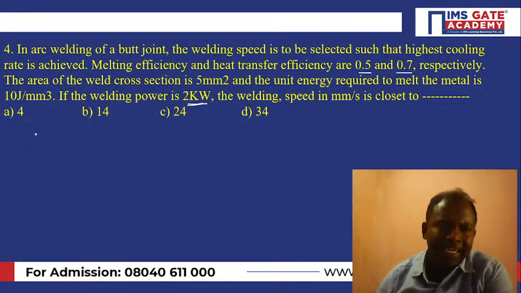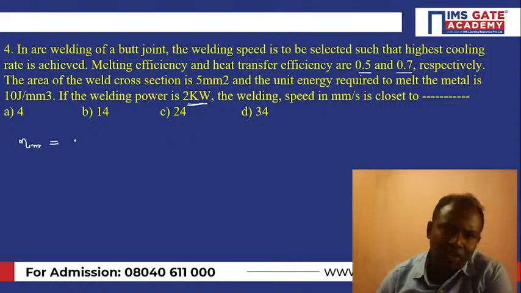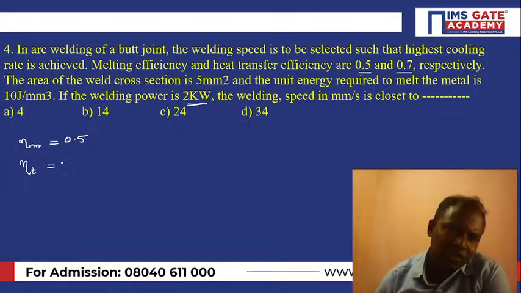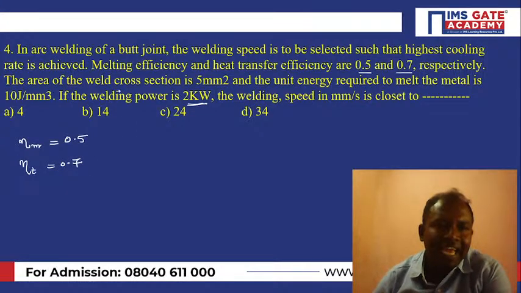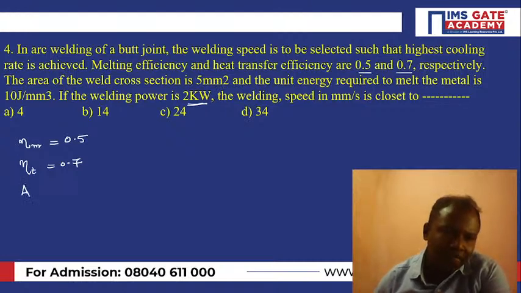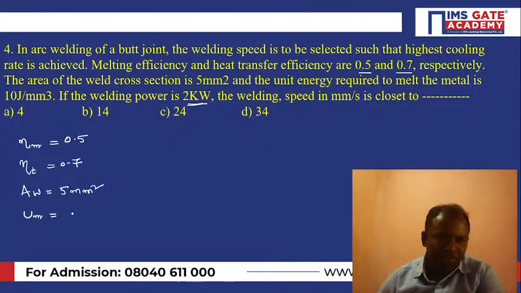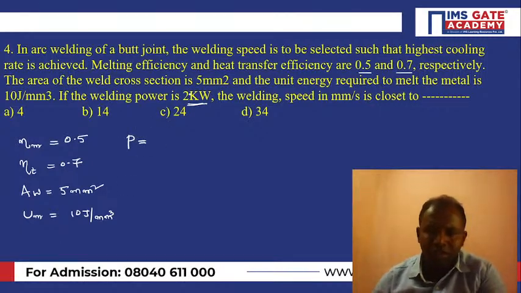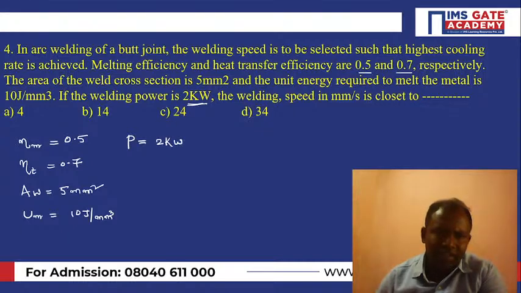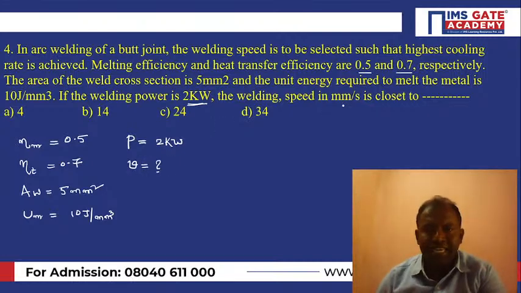What is the given data? Melting efficiency is 0.5 and heat transfer efficiency, eta t, is 0.7, respectively. The area of the cross section of the weld bead is 5 mm square. Now unit melting energy, that means for melting 1 mm cube you require 10 joules. Now the power given for the welding is 2 kilowatt. Now what we have to find? Welding speed we have to find, in mm per second. So take care of the units, guys.